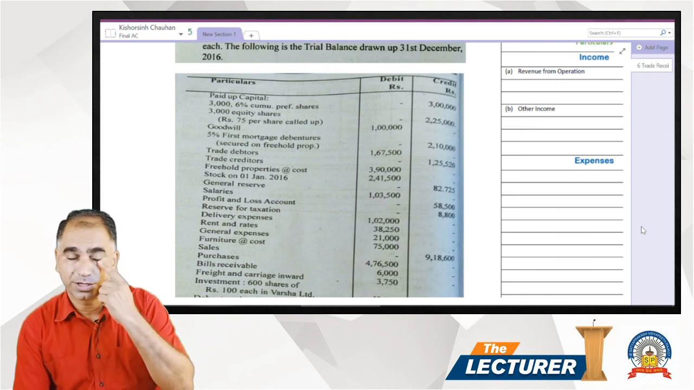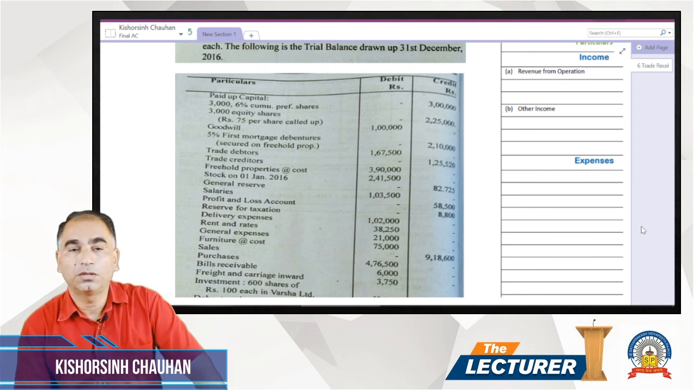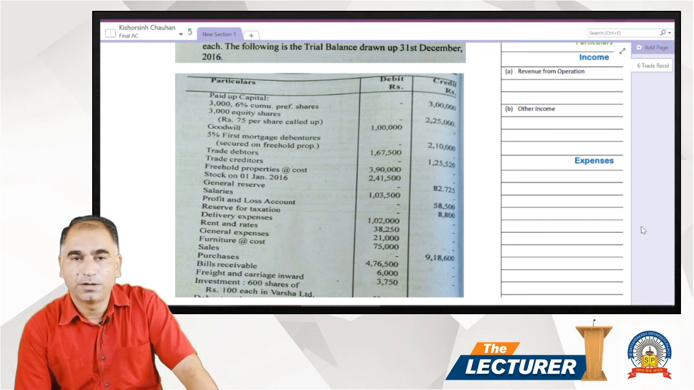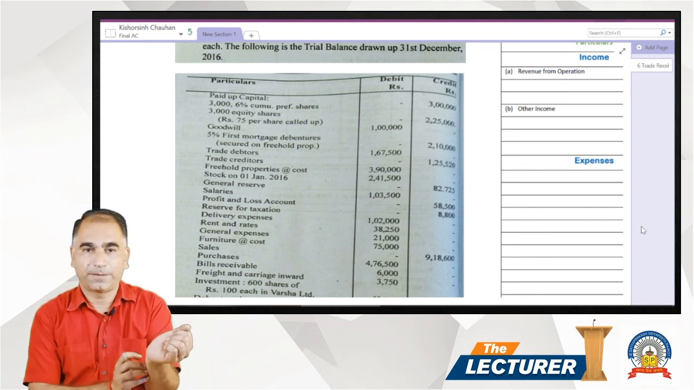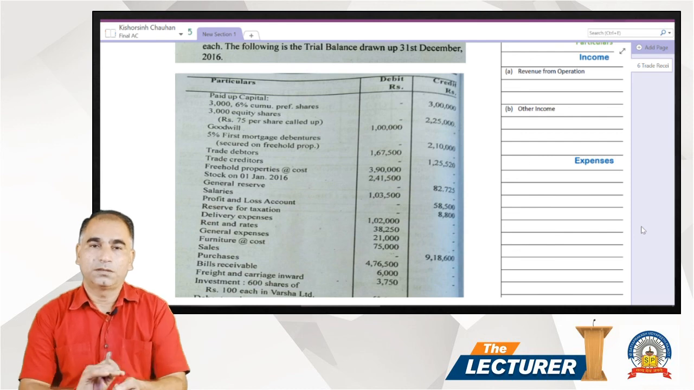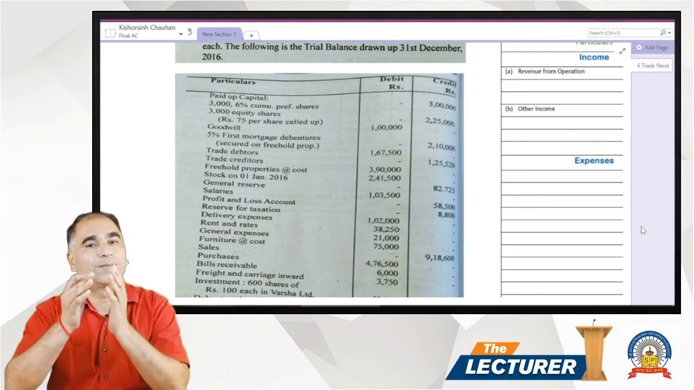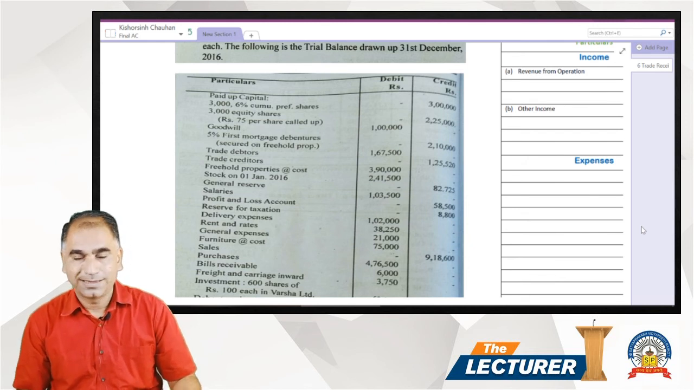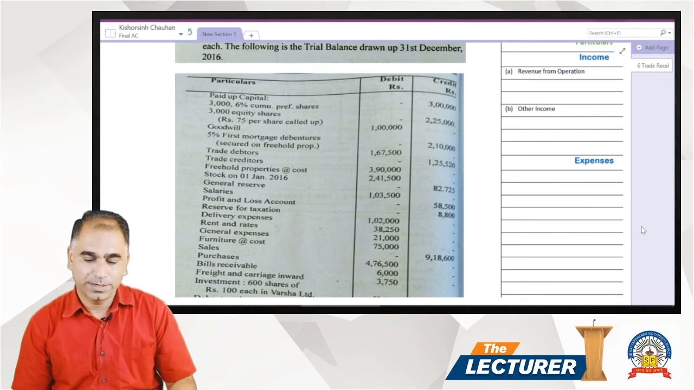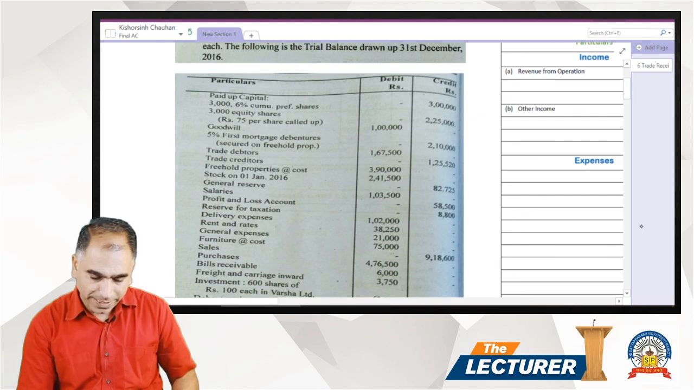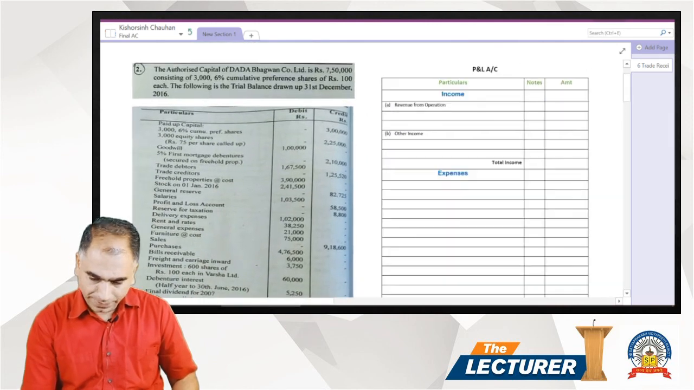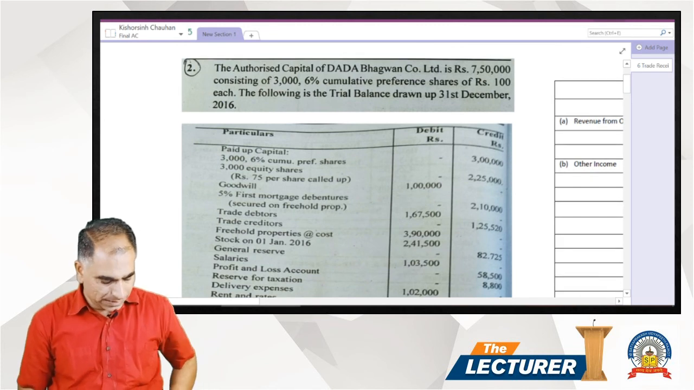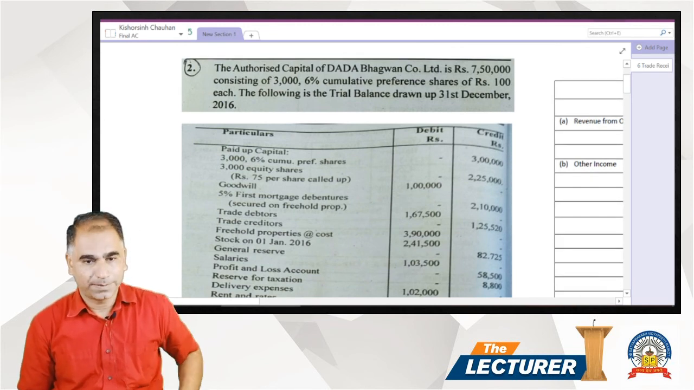Now we have a question on preparing the P&L and balance sheet. That is a question on full-fledged financial statements, which covers how to prepare the P&L and how to prepare the balance sheet, considering the number of adjustments given. And that is specifically in the case of companies only. If you observe, we have been given the trial balance, and we have to prepare the financial statement.